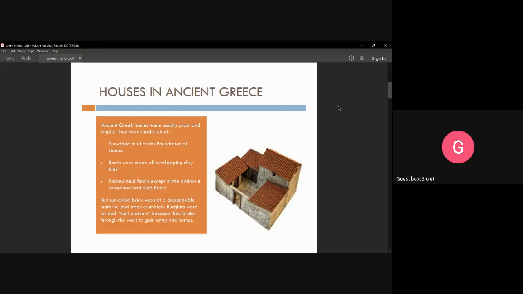The roofs were made of overlapping clay tiles and there were packed mud floors except in the andron. Andron is a public place, the place for the male guests, which sometimes had tiled floors.